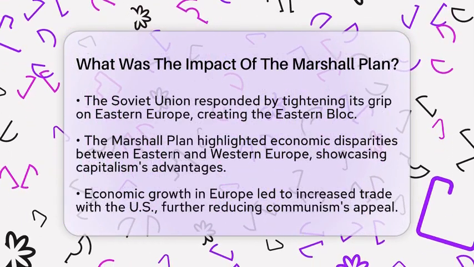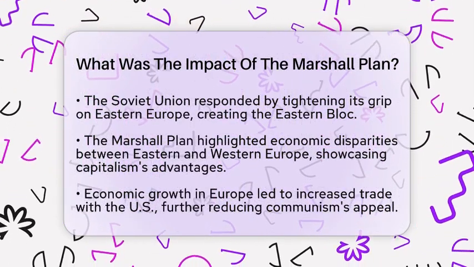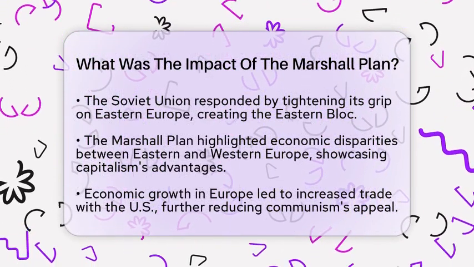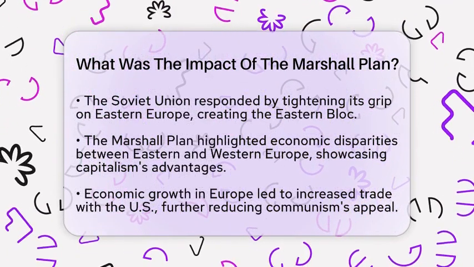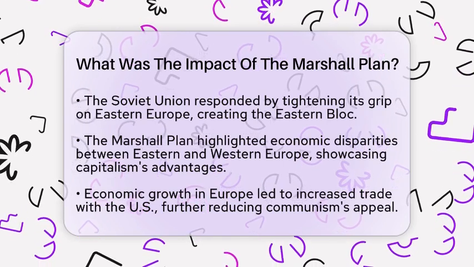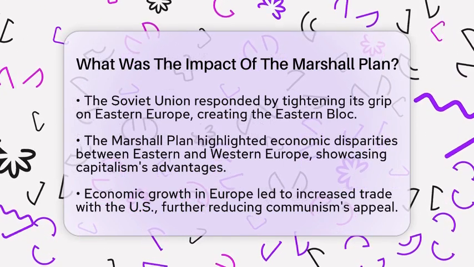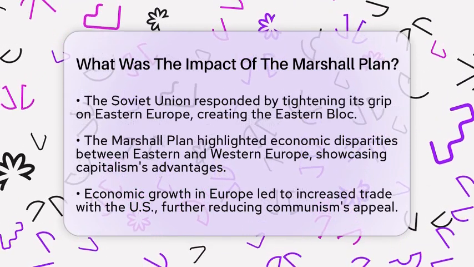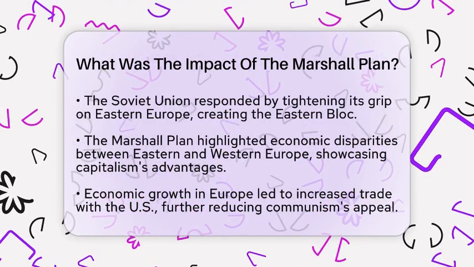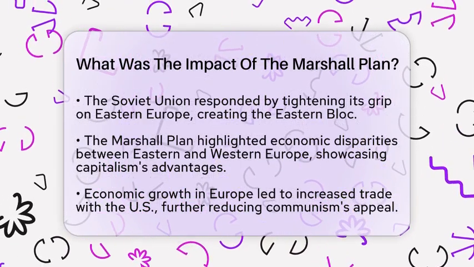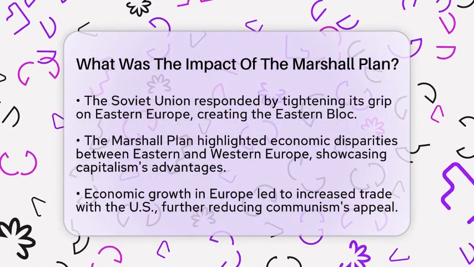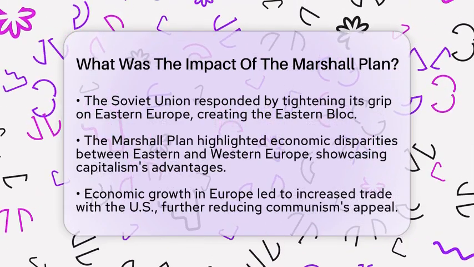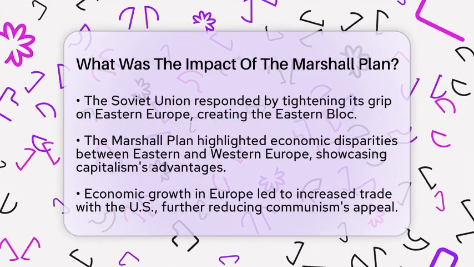The economic growth spurred by the Marshall Plan also had practical benefits for the United States. As European economies stabilized, trade between the U.S. and Europe flourished. This economic integration further weakened the appeal of communism in Western Europe. From the perspective of the Soviet Union and its allies, the Marshall Plan was viewed as a tactic of U.S. imperialism. They believed it was an attempt to undermine socialist movements and maintain capitalist dominance.